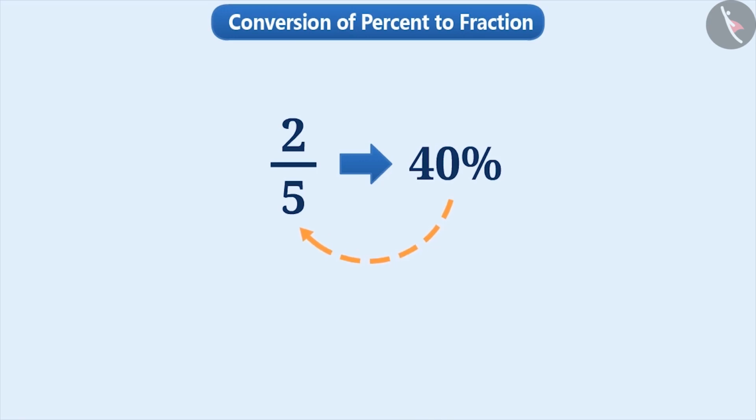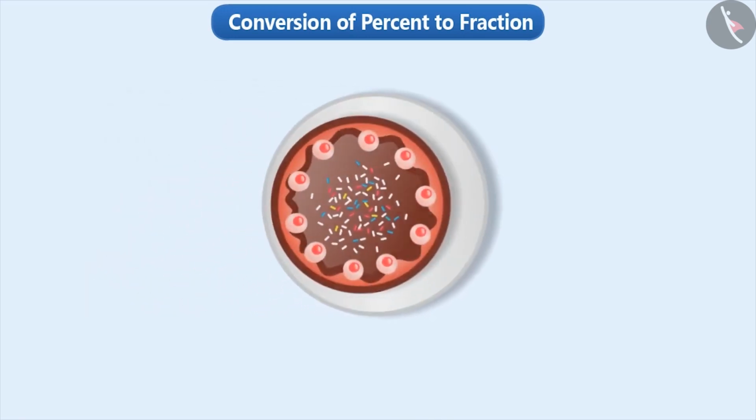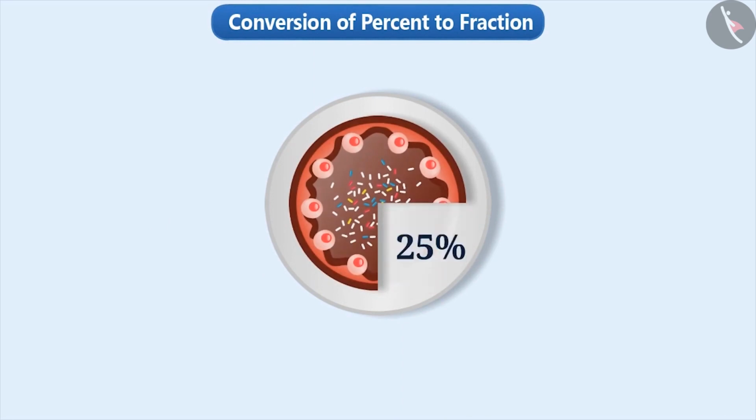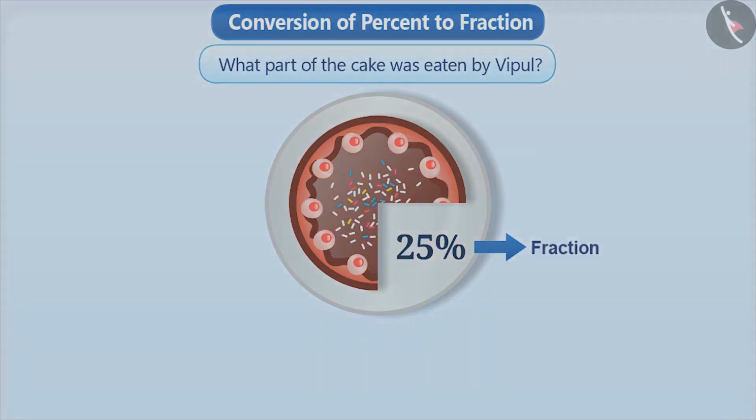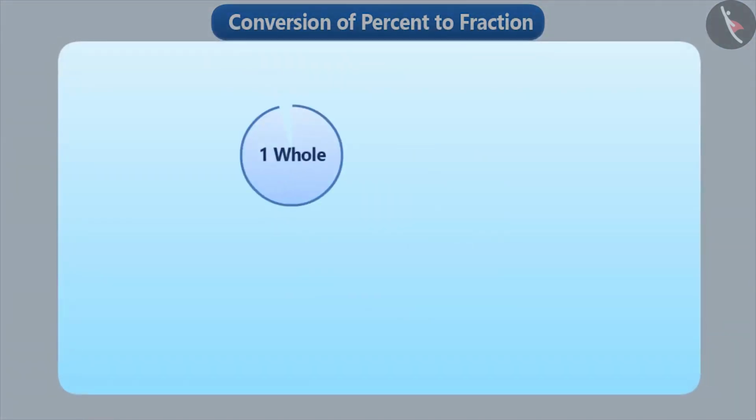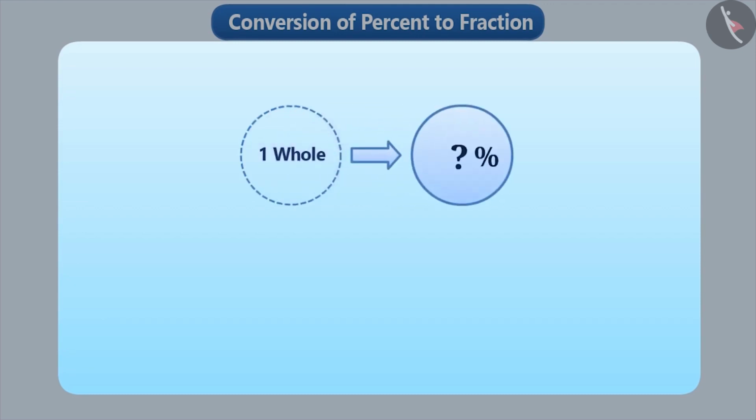Sometimes, it is necessary to convert percentage into fraction. Now consider 25% of the cake is eaten by Vipul. Then what part of the cake has he eaten? In order to find this, we need to convert 25% into fraction. If you take the complete part of a whole, how will you express it in percentage? Think for a while. You've got it right.